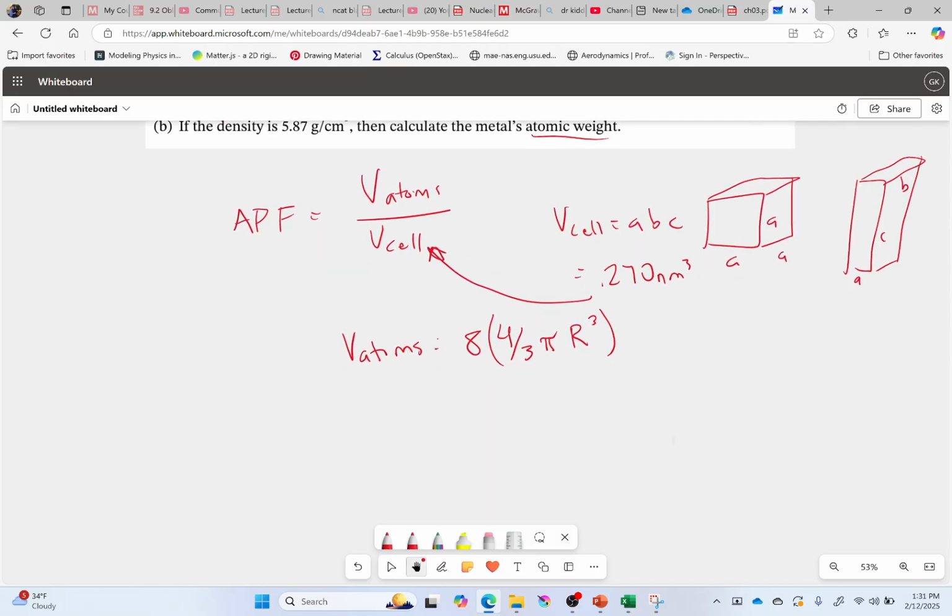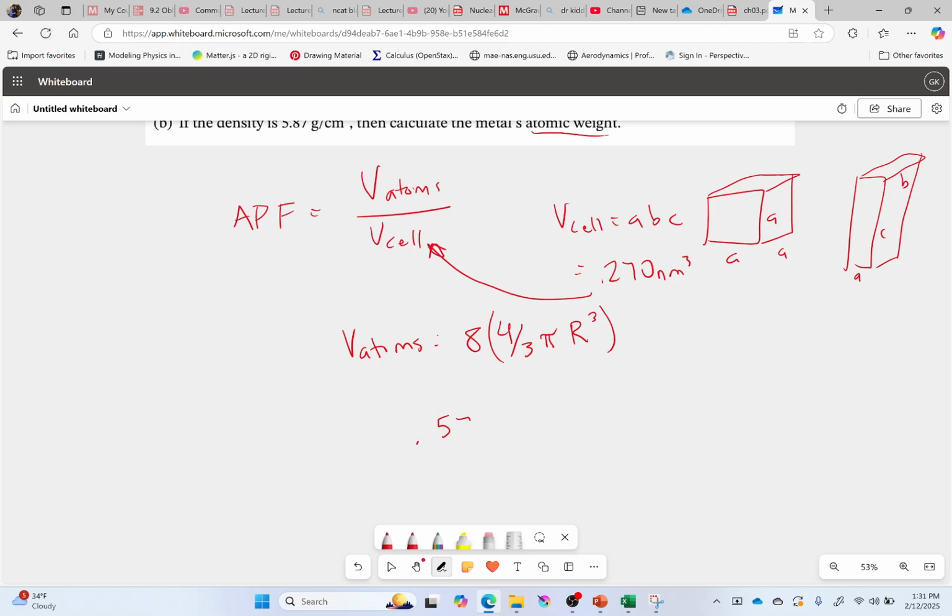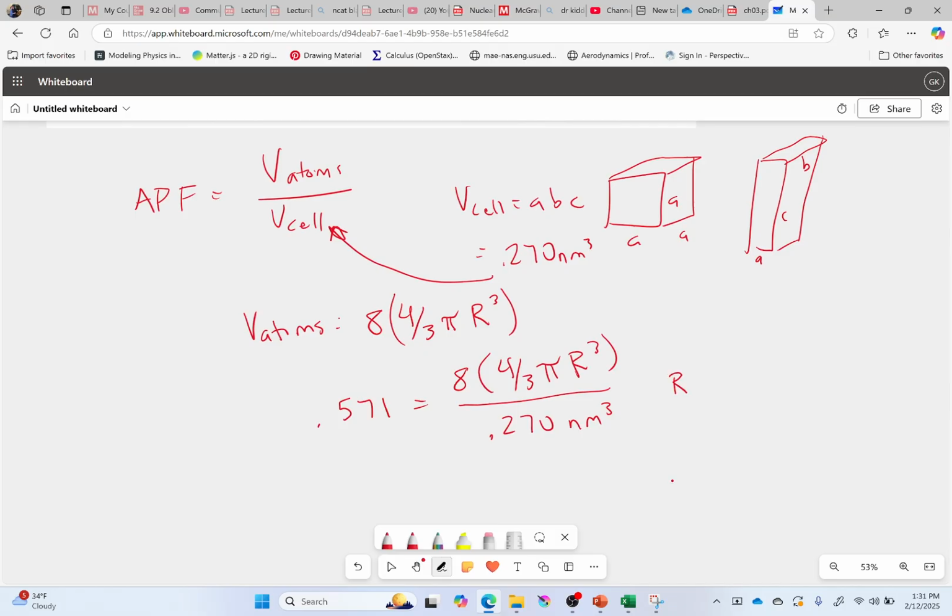So if I use this, I can then rearrange to solve. What I'll get then is 0.571 is equal to 8 times 4/3 pi r cubed all over the volume, which I already calculated, which is 0.270 nanometers cubed. And if I rearrange to solve for r, I'm not going to bother doing the algebra, you can do that on your own time. It will come out to be a radius of 0.166 nanometers. Beautiful.